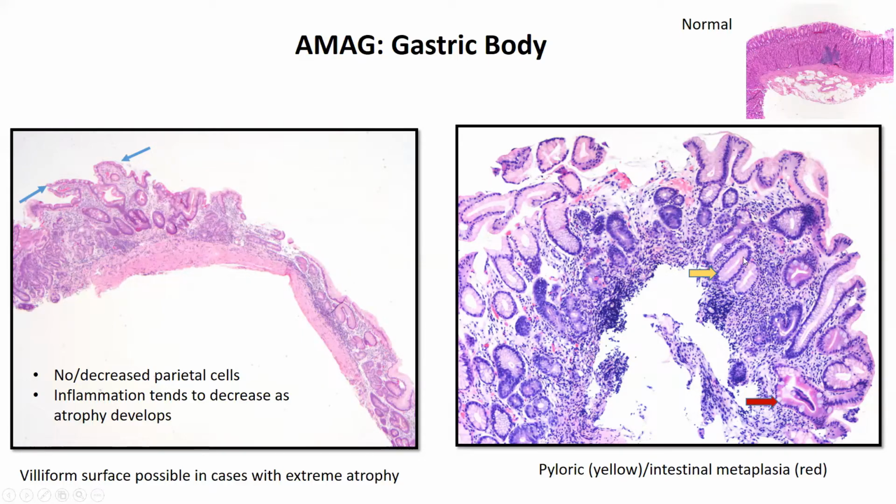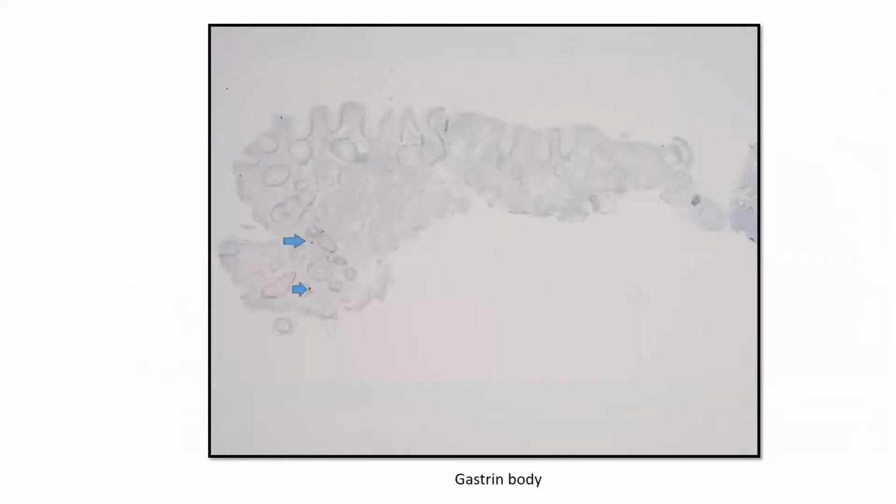You're also going to see pyloric and intestinal metaplasia, although this may not be seen in 100% of the cases, especially in early autoimmune metaplastic atrophic gastritis. Notice how the inflammatory infiltrate tends to be bottom heavy as opposed to the images I just showed of H. pylori infection.